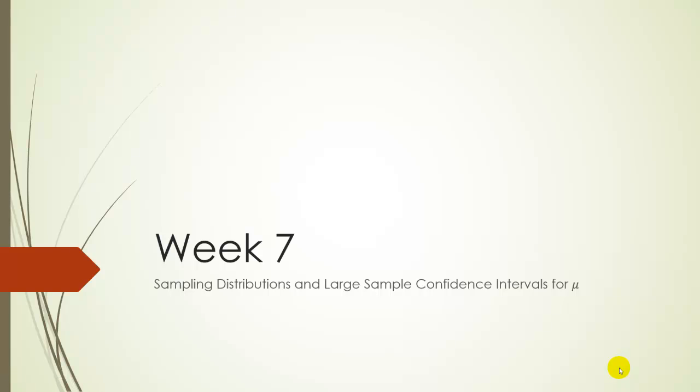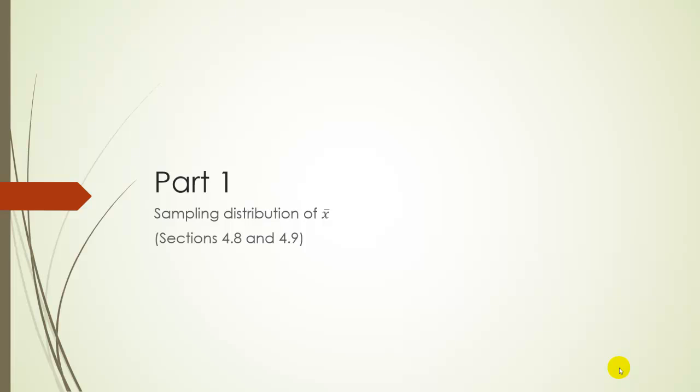For week 7, we'll be exploring sampling distributions and large sample confidence intervals for mu. In this first part, we'll just focus on sampling distributions. This is section 4.8 and 4.9 in your textbook.